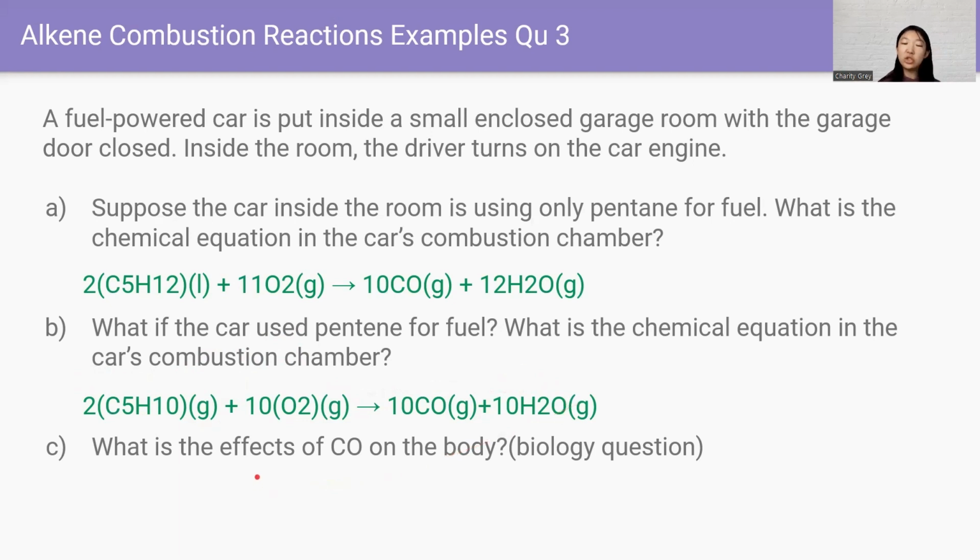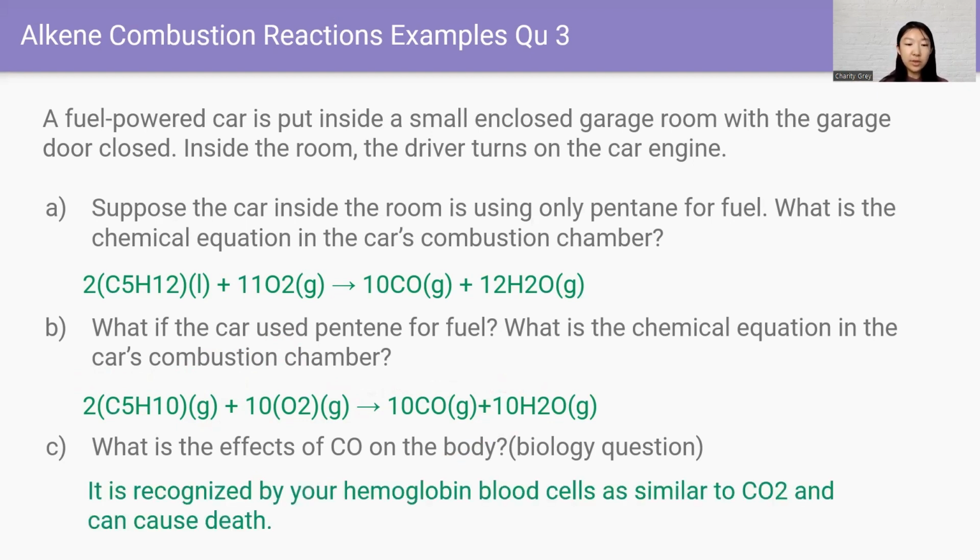So last of all, we have a question. This is not actually a chemistry question. This is a biology question, but it's something important to know. So what are the effects of CO on your body? In your body, there are hemoglobin blood cells, and the CO is actually recognized as similar to O2 and can cause death because your blood cells will start carrying the CO instead of the O2. That causes your body to build up CO and it causes a bunch of other issues. So it's not very good because it can cause death.